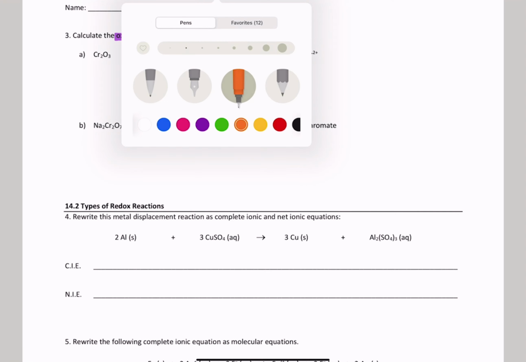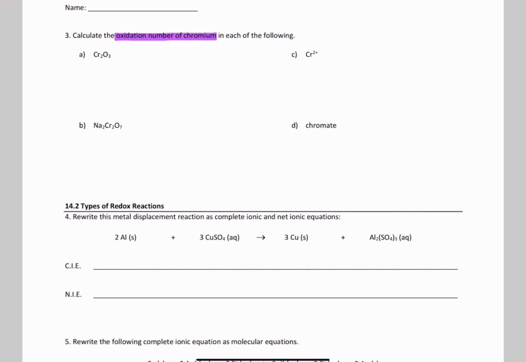I'm going to bring back memories from chapter 5, naming, because actually naming is going to be very helpful in this case. You remember we have chromium, a transition metal with a variable charge. Well, when we name a compound, the Roman numeral we were using in parentheses after the name of the metallic ion is actually the same as the oxidation number, okay? So let's just forget about this for now.